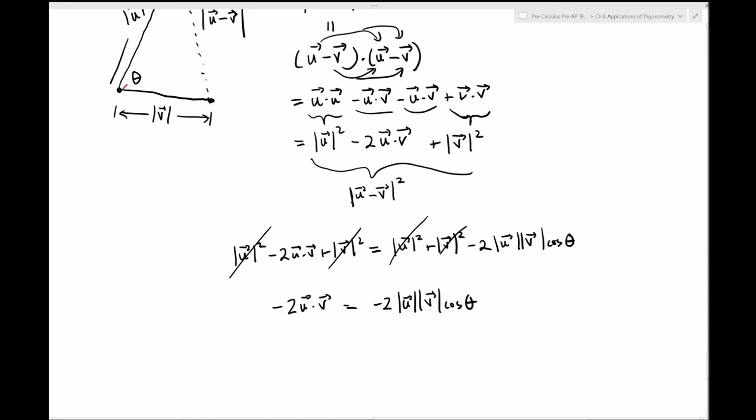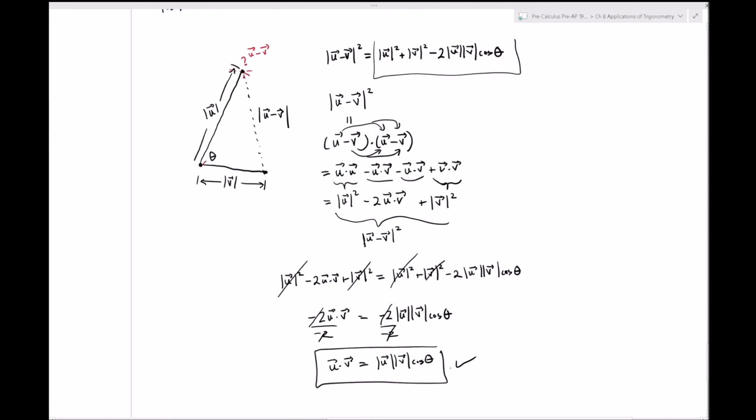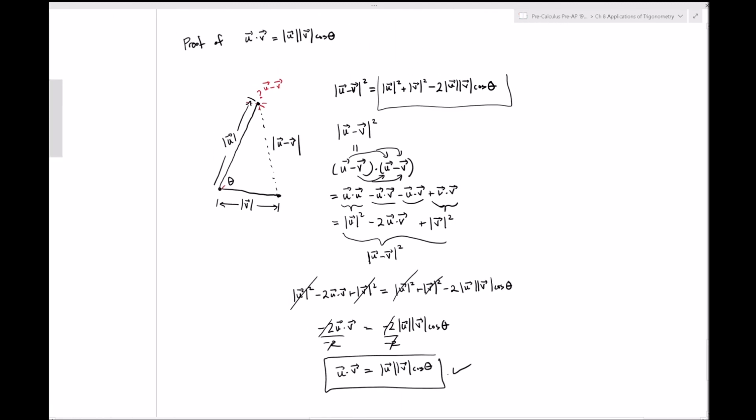And what I'm going to do here is divide by negative 2, and that's it. These two negative 2's will cancel, and we get u dot v equals magnitude u magnitude v cosine theta, which is precisely what we set out to prove. Let me zoom out. There's a lot of vertical space there, so I probably could have stretched that out horizontally instead. But that's exactly what we set out to prove.